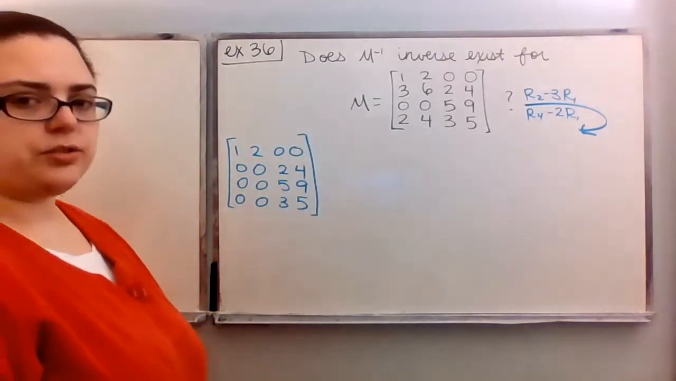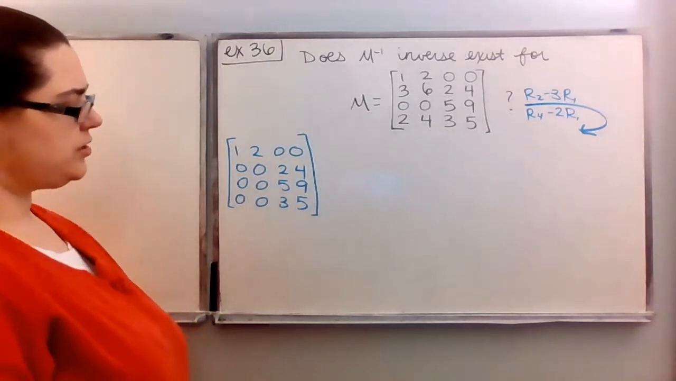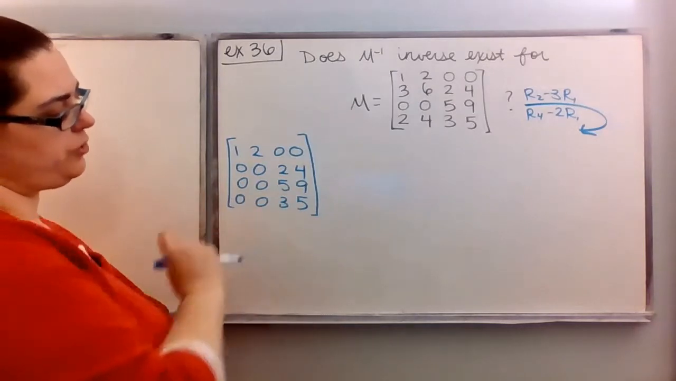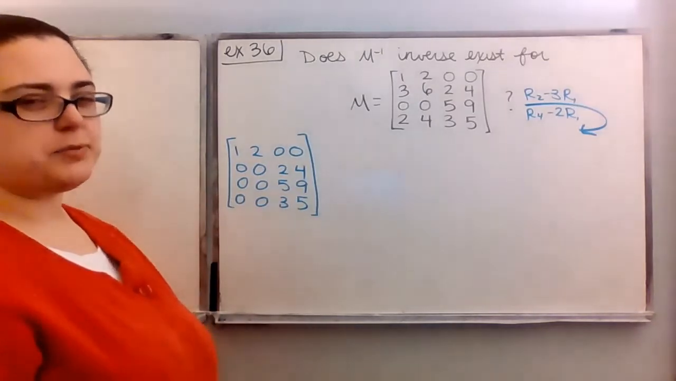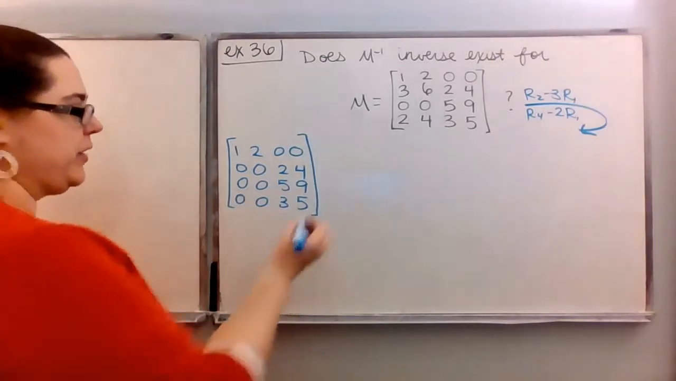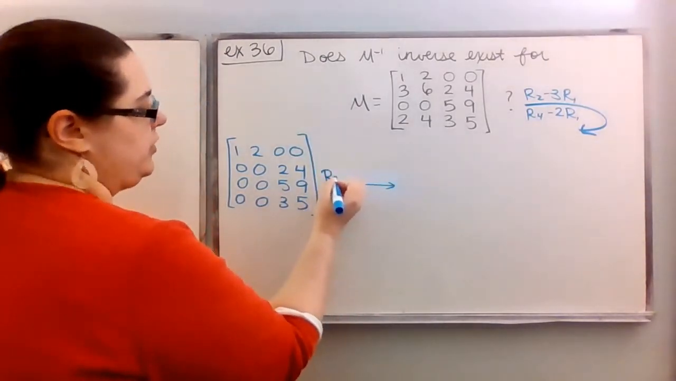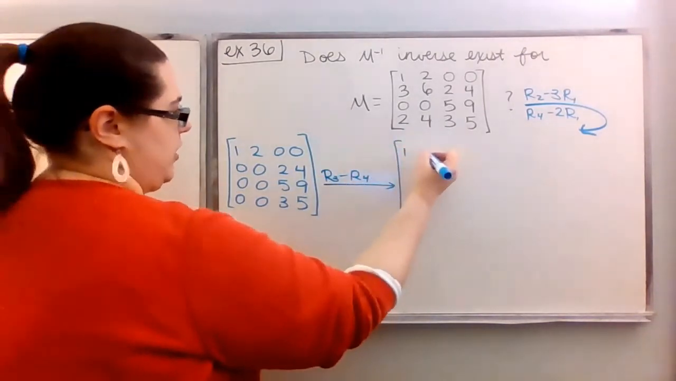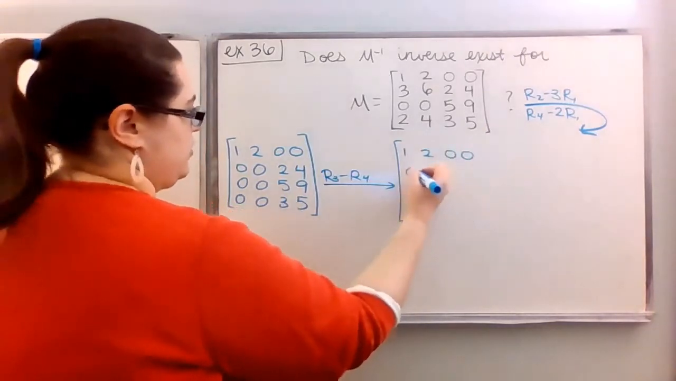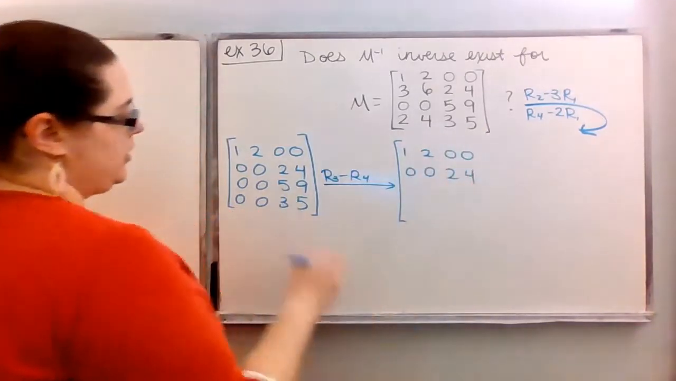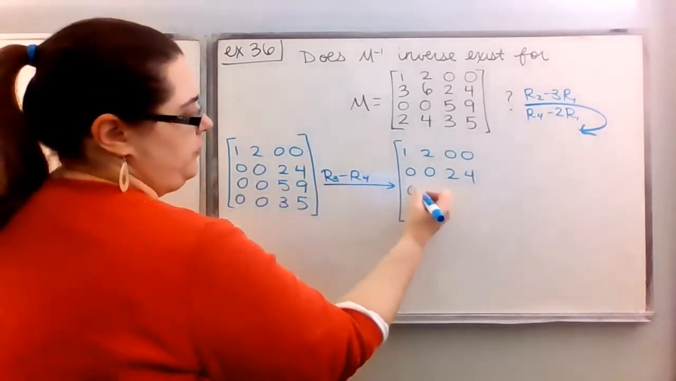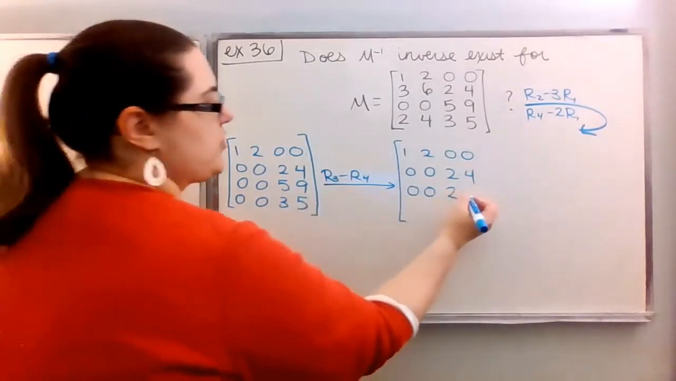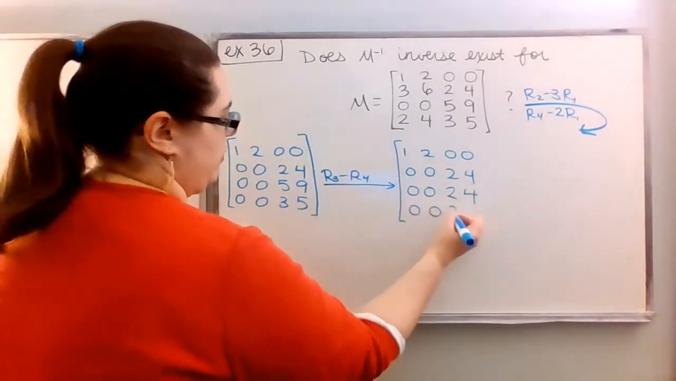Next, let's do row 3 minus row 4. There's a reason I'm doing this. Maybe you see it, but let's see what we get. So I'm going to do row 3 minus row 4. So the other rows stay the same, 1, 2, 0, 0, 0, 0, 2, 4. Now these two values are going to stay the same. 5 minus 3 is 2. 9 minus 5 is 4. Then we have 0, 0, 3, 5.